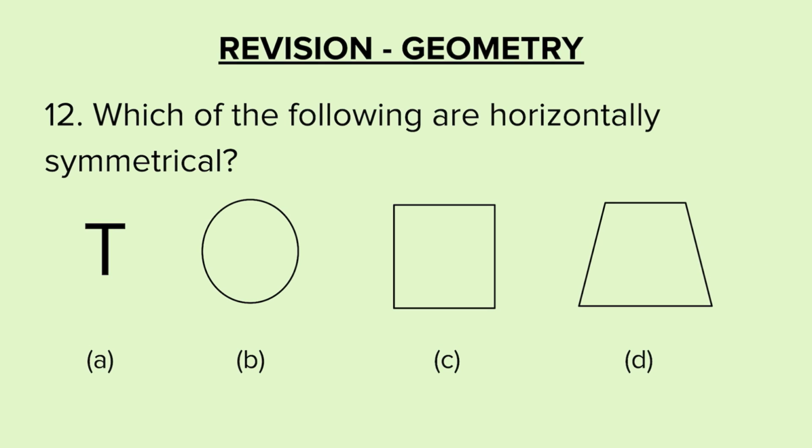Question 12. Which of the following are horizontally symmetrical? Now students, horizontally means along the sleeping line. We should be able to draw a sleeping line, and along that line the figure should be symmetrical. So we will check both horizontally and vertically. Now the first one is the alphabet T. Vertically it is symmetrical, but horizontally it is not.